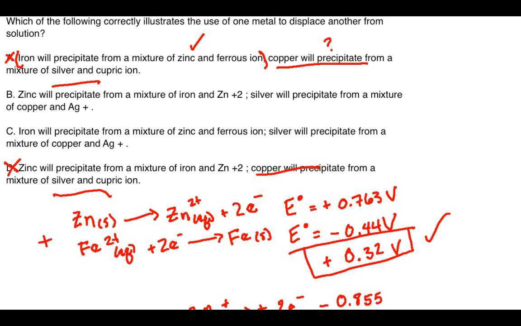So if we know that the iron and the zinc will work, we have another one down here with iron and zinc. We already know that that would work. Okay? So this is the most likely answer. You would want to go through and check the silver and the copper.